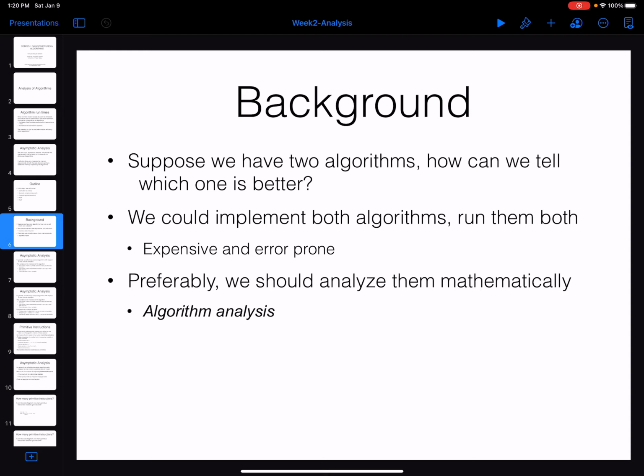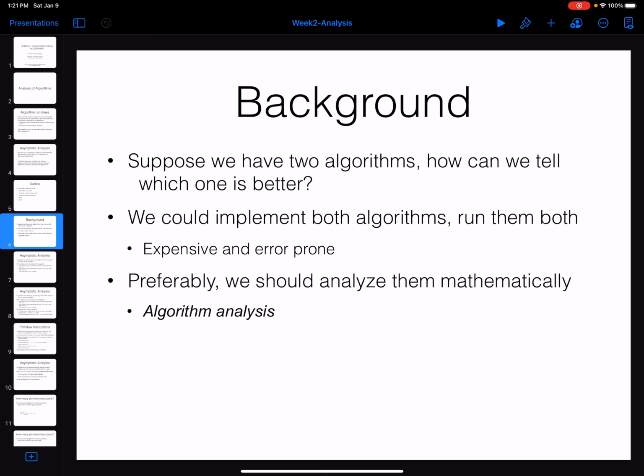You can see that this is going to be very complicated. First, you have to implement both of them in the same programming language, so you have to spend some time on that. You have to make sure that the conditions are completely the same, so it is going to be a fair comparison. But all of these are too hard to achieve and very error prone.